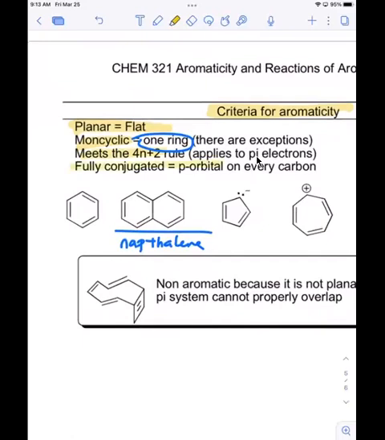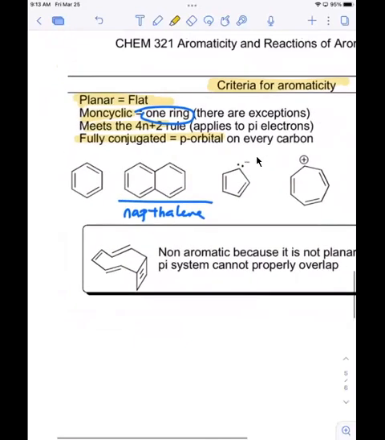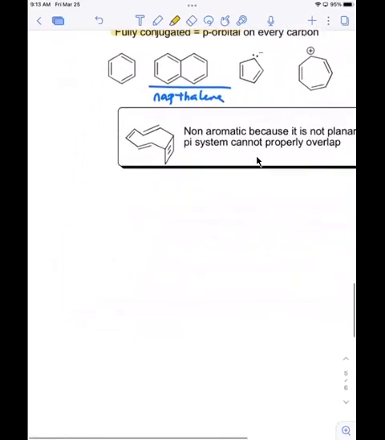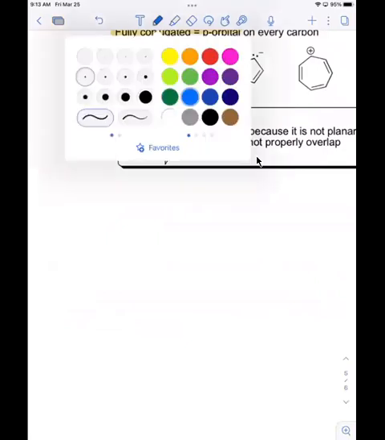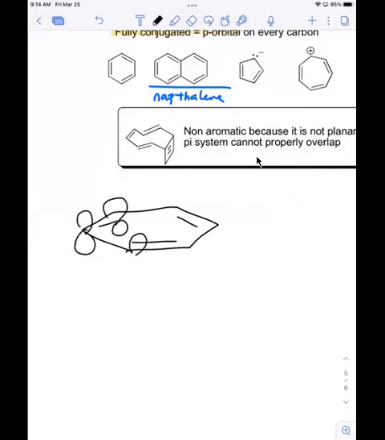Right, so let's talk about the planarity part first. So if you look at a system, all of these systems are planar. What that means is that the ring is a flat system. If I were to draw benzene in 3D, it would look like this. I put the pi bonds in, and planarity is a requirement for conjugation in these rings.